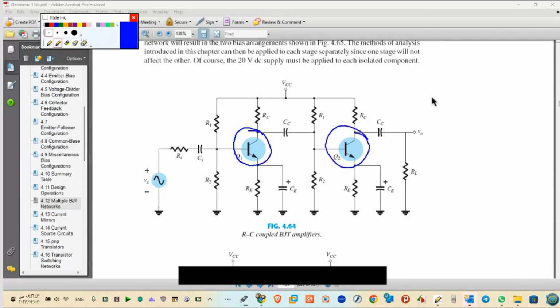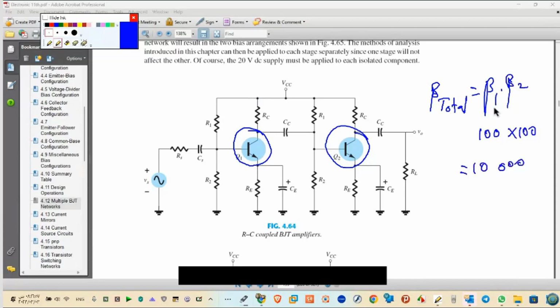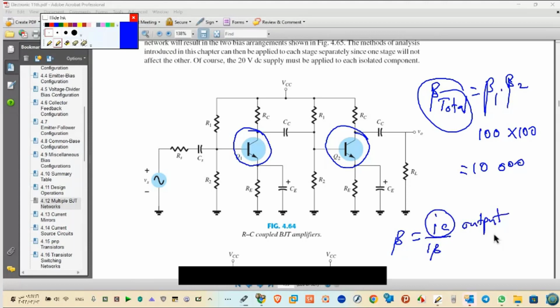And as you see later, beta total equals beta 1 multiply beta 2. That means here 100 with 100, for example, it's 10,000. It's bigger than one transistor. So using multi-stage transistors is just to increase beta. And I know beta is IC over IB. Output current over input.